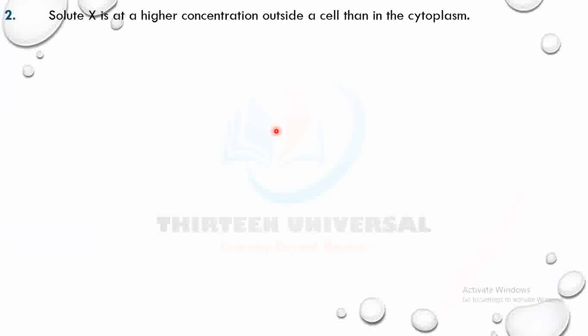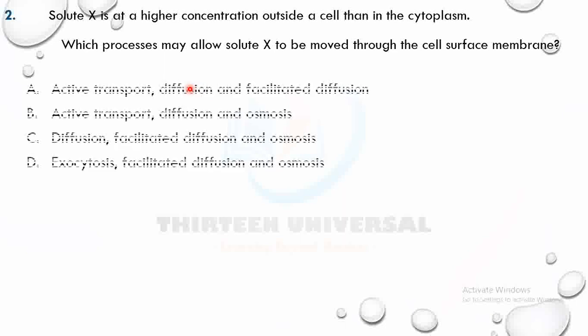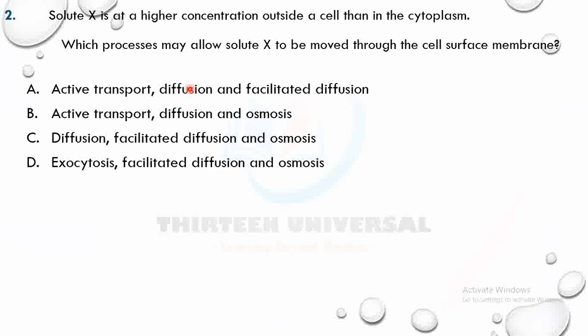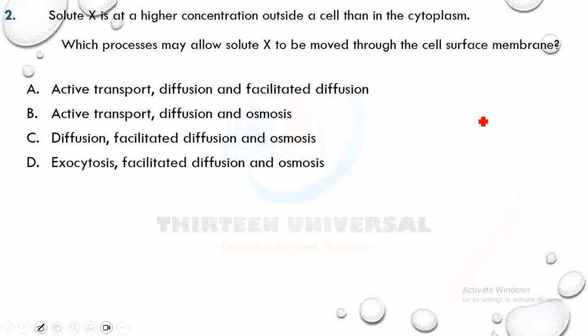Now it says solute X is at a higher concentration outside a cell than in the cytoplasm. So we have more of it on the outside of a cell than the cytoplasm. Which processes may allow solute X to be moved through the cell surface membrane? These are the processes. I want you to pause the video and try to solve this question. Now I'm going to show you a shortcut to solve this question.